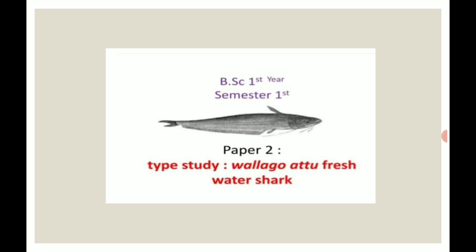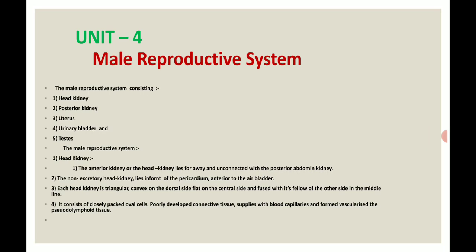Now today we are going to start the theory paper second. The name of the paper is the type study of Wallago attu. It is commonly called a freshwater shark. Today we will start Unit number 4. The topic is the male reproductive system.